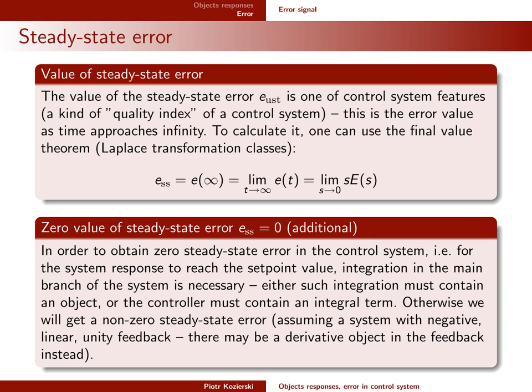Of course, it must be remembered that for the final value to exist, all poles of the product s times e of s must be placed in the left half plane of the complex variable. However, in the tasks I have prepared, there will be information that it can be assumed that the final value exists, so there will be no need to check the pole's position. I will show you how to get e of s in specific tasks.